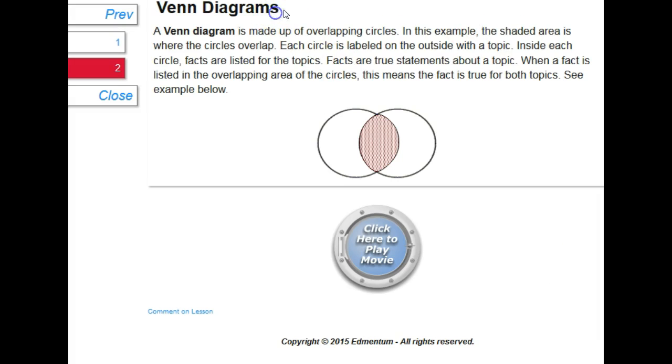A Venn diagram is made up of overlapping circles. In this example, the shaded area is where the circles overlap. Each circle is labeled on the outside with a topic. Inside each circle, facts are listed for the topic. Facts are true statements about a topic. When a fact is listed in the overlapping areas of the circles, this means the fact is true for both topics.